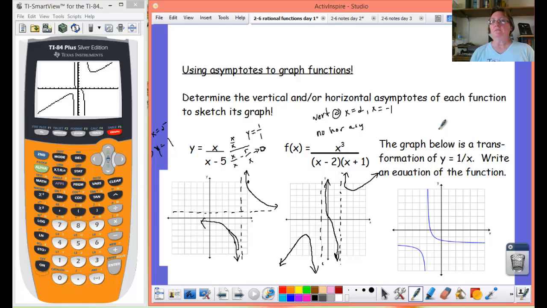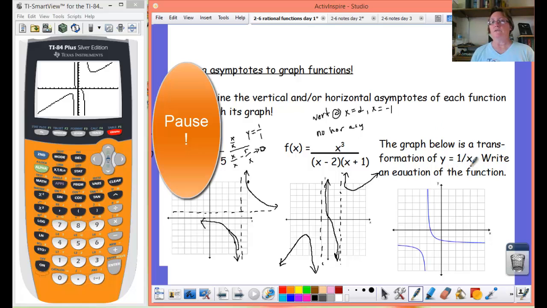The last of our example problems shows us a transformation of the rational function y equals 1 over x. I would like to know the equation of this function. So I need to have you look at how it's been changed in the coordinate plane and incorporate those changes into a function rule for this. Alright, let's pause the video and do that.